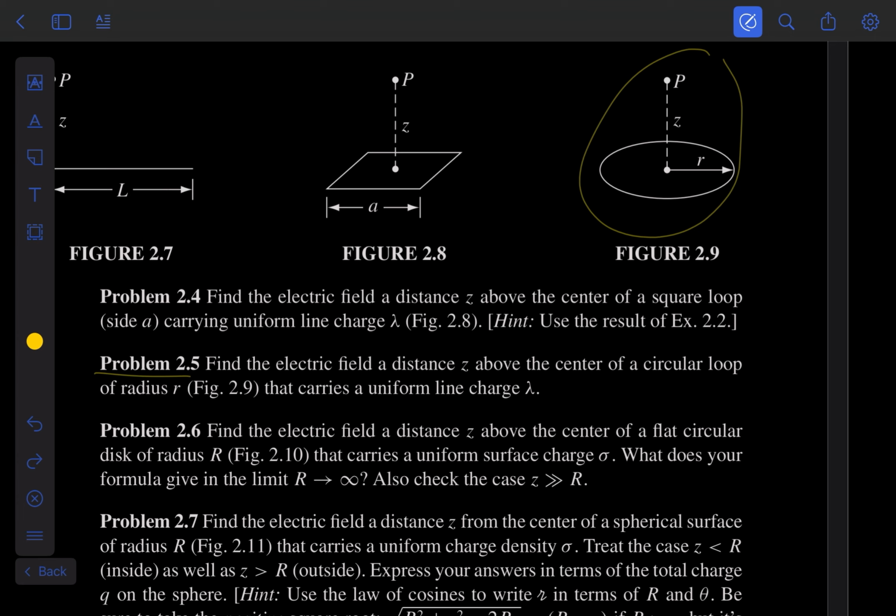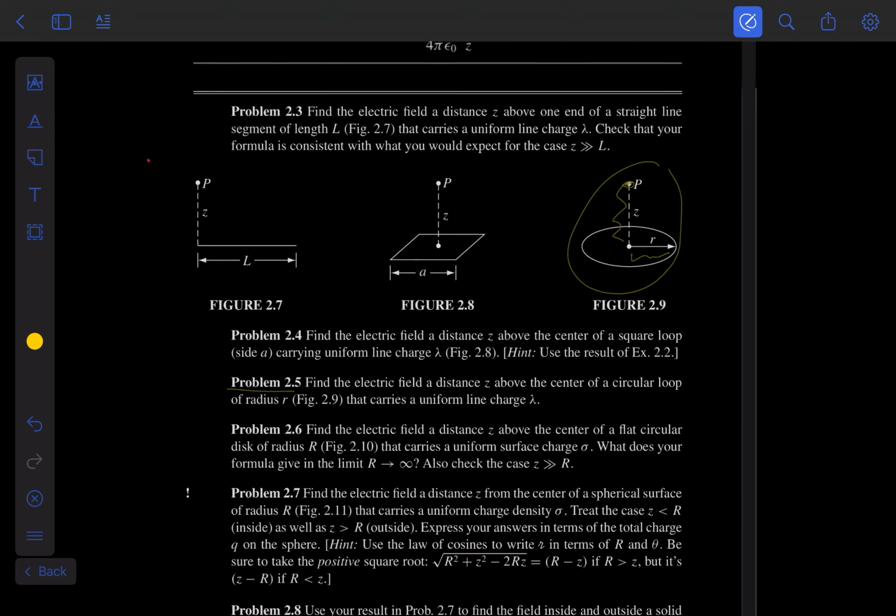So we're going to be doing problem 2.5, which is to find the electric field at distance z above the center of a circular loop of radius r that carries a uniform line charge lambda. Now you can see this in figure 2.9. It's just a loop, and we have our charge there at point P. This is our height, and this is our radius.